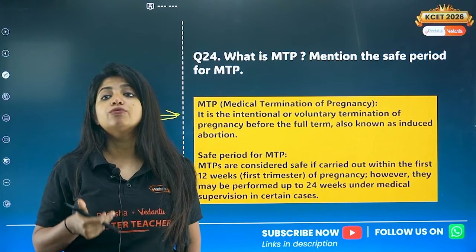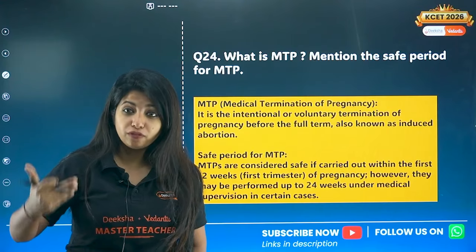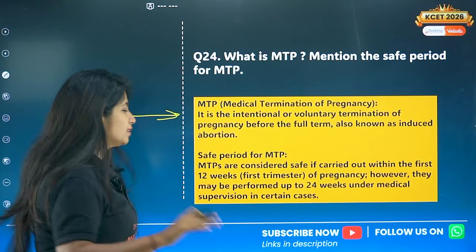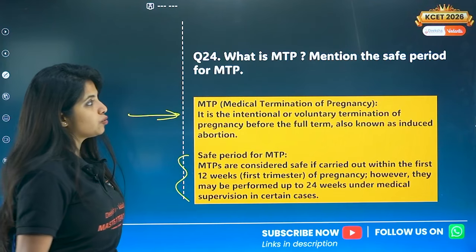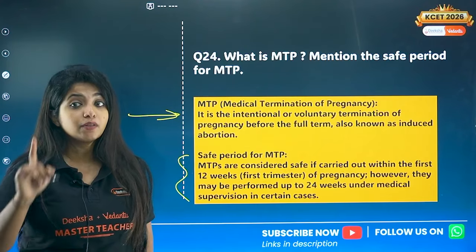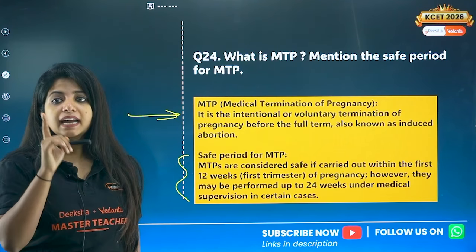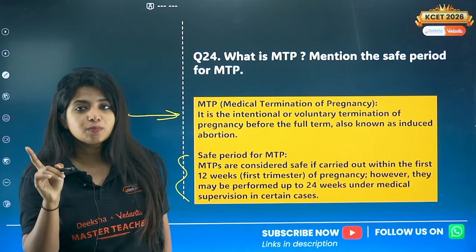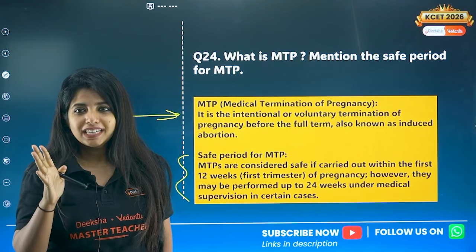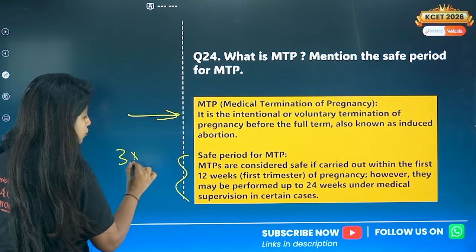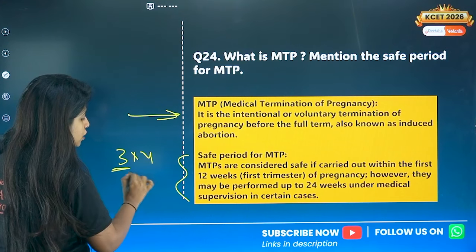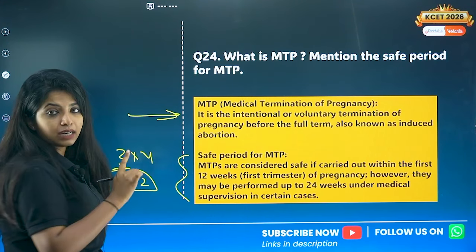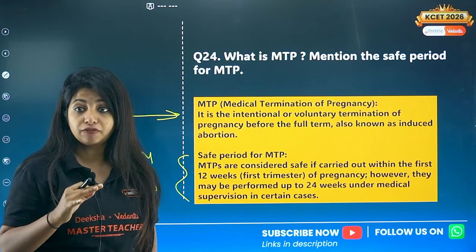Okay, so you might be asked when you think it's right to do MTP. That question can also be framed. So now the next part of the story is, what is the safe period of MTP? Now this can be confusing. Listen. It is considered to be safe up to 12 weeks. That means 12 weeks means what? 3 months. 3 into each month has 4 weeks, my dear children, which is why 12 weeks. So until 3 months, it is considered safe.